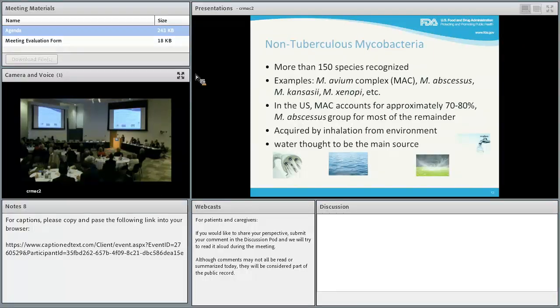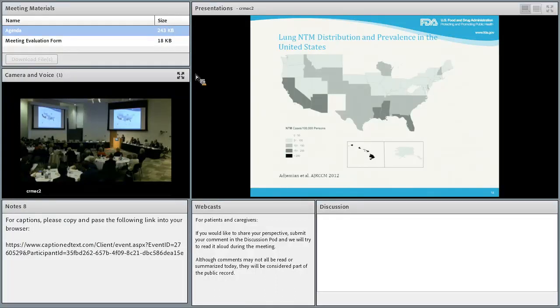Non-tuberculous mycobacteria, there are more than 150 species, and a handful of them cause human disease. And you're going to hear some of the names repeated throughout this workshop. In the United States, Mycobacterium avium complex, or referred to as MAC, accounts for most of the cases, approximately 70 to 80%, with M. abscessus accounting for most of the remainder. The organisms are acquired by inhalation from the environment, and water is thought to be the main source. This is a map of the United States, and the darker areas represent areas where there are more cases of the disease, and as you can see, there are more cases along coastal lines.